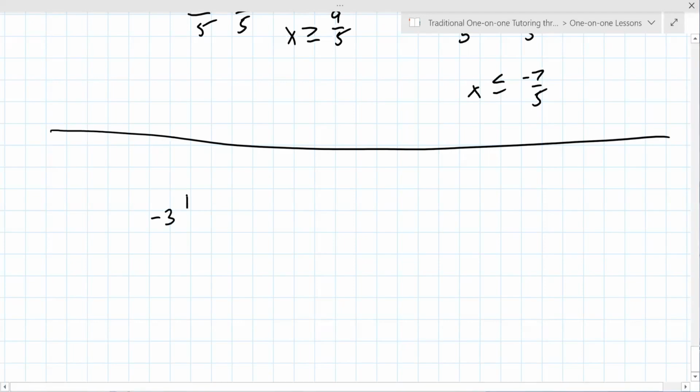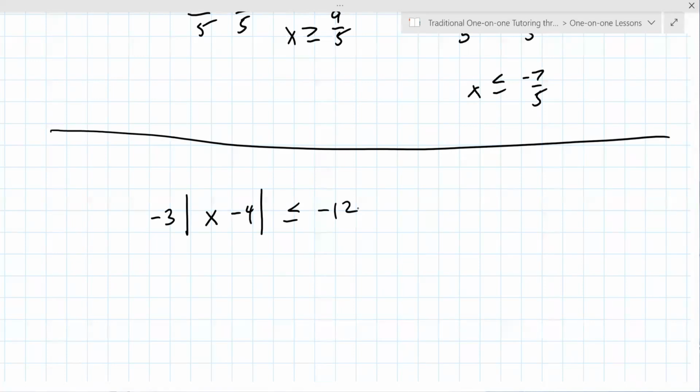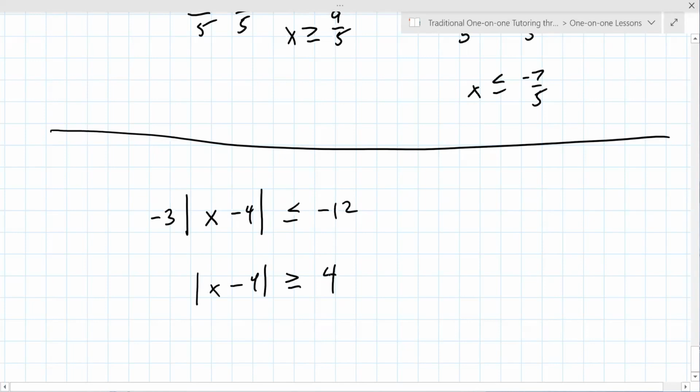So we got -3 absolute value x minus 4 is less than or equal to -12. All right, so I guess divide by -3. Sorry, I'm exhausted. I just couldn't hear you too well. So that would be absolute value x minus 4, the sign changes, and that would be 4. Yes. Do you have what I have written here? Yeah, same exact thing. Okay.